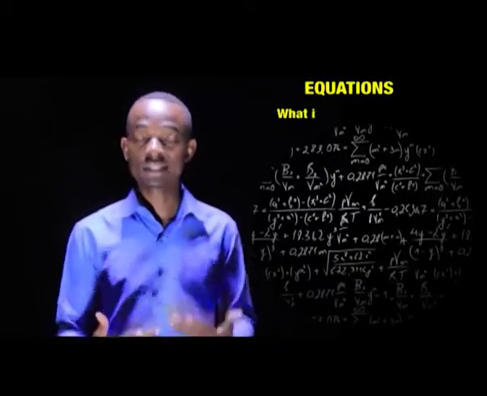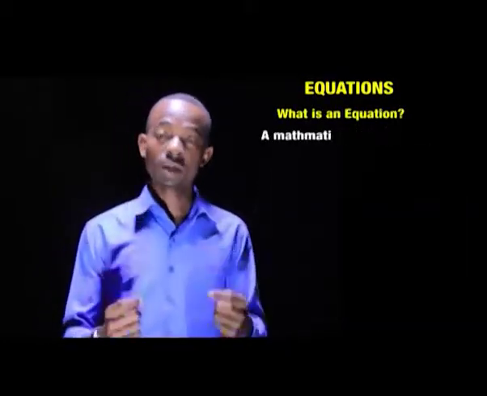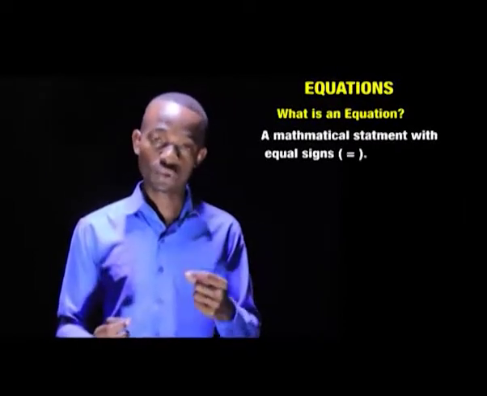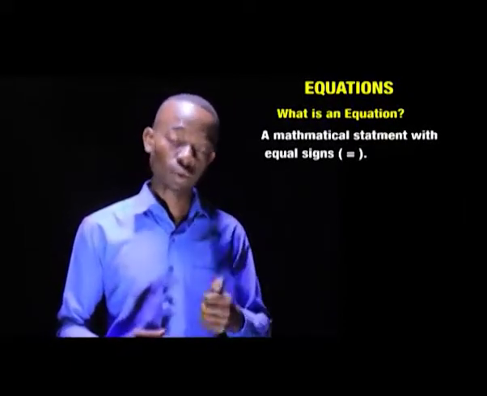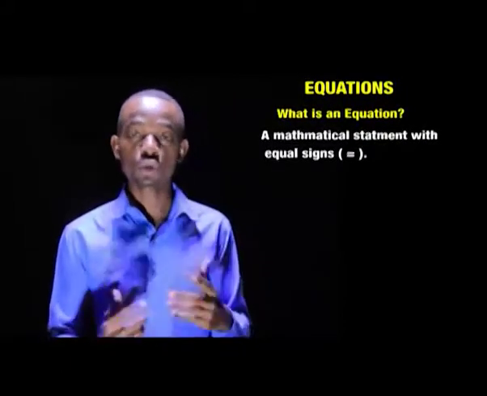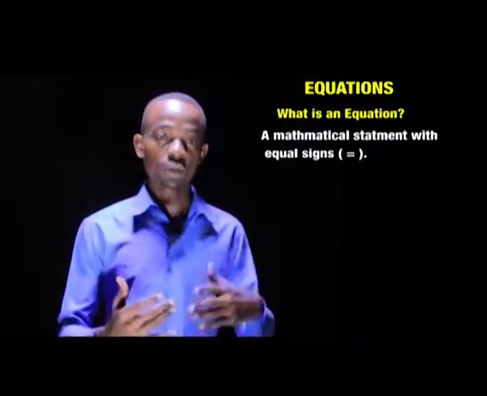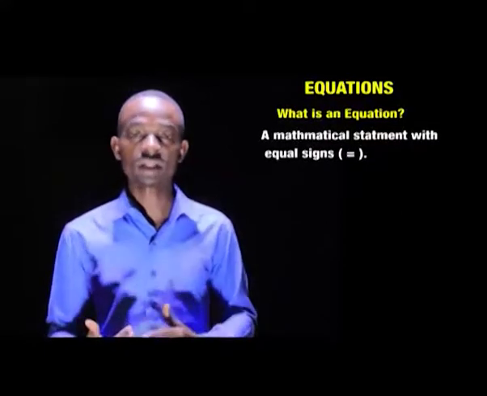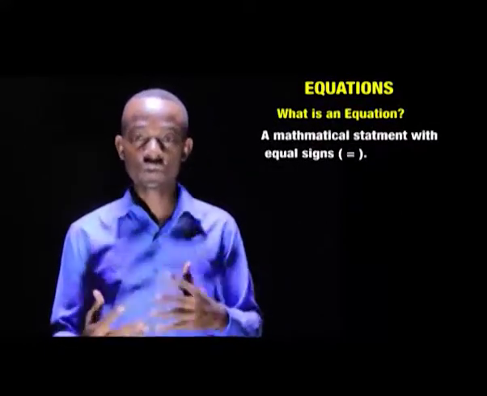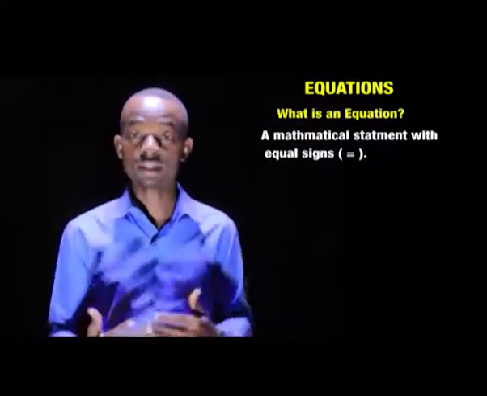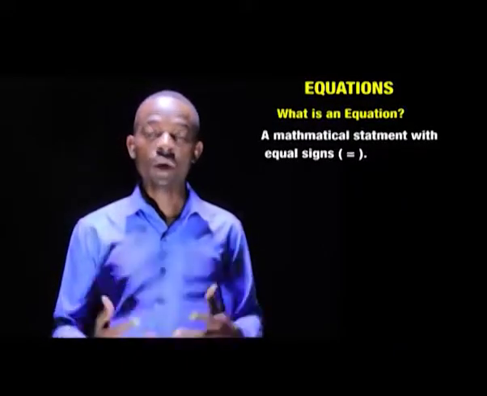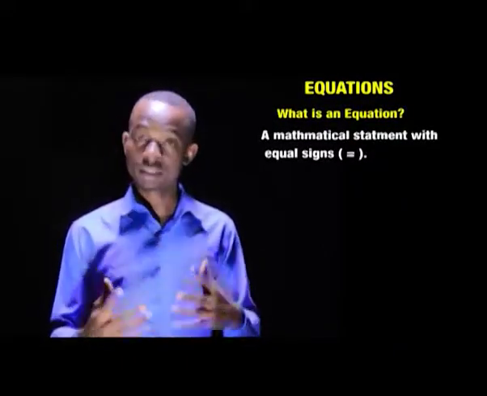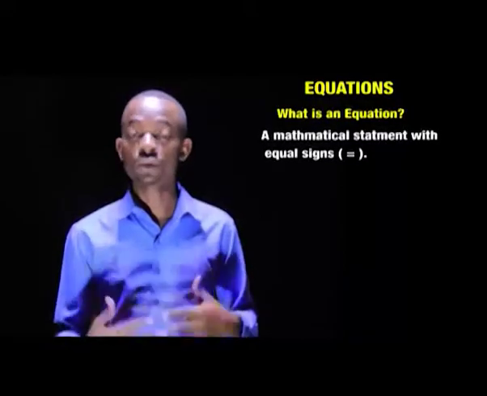Now, number one, what is an equation? We describe an equation to be a mathematical statement with equal signs. I believe you all know equal signs, because I'm sure in primary you looked at addition signs, subtraction sign, multiplication sign, division sign, and the equality sign or the equal sign. So an equation is a mathematical statement with equal signs.